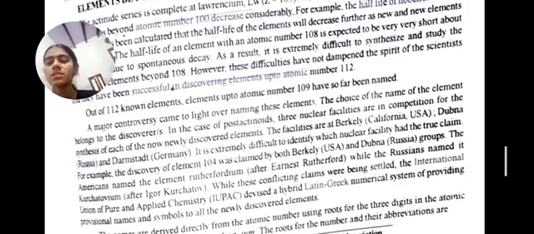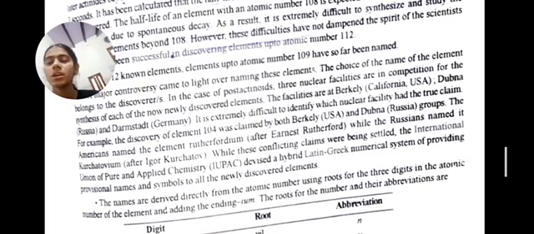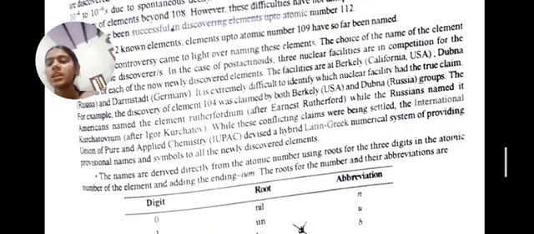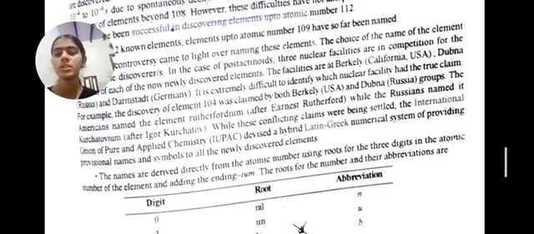While these conflicting claims were being settled, the International Union of Pure and Applied Chemistry devised a hybrid Latin-Greek numerical system of providing provisional names and symbols to all the newly discovered elements. The names are derived directly from the atomic number using roots for the three digits in the atomic number of the element and adding the ending ium.